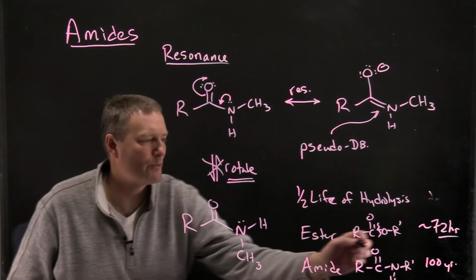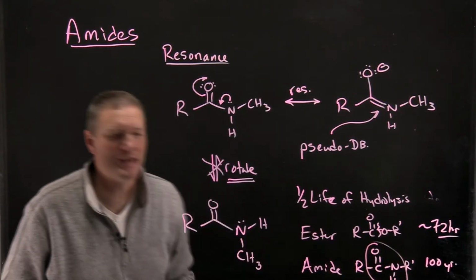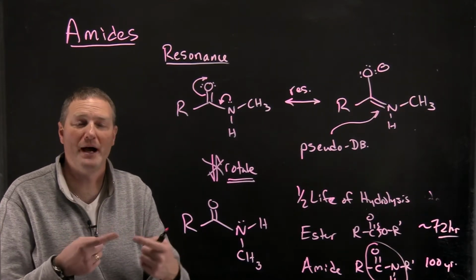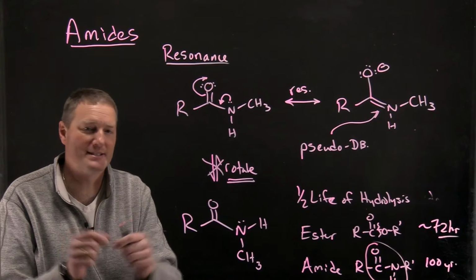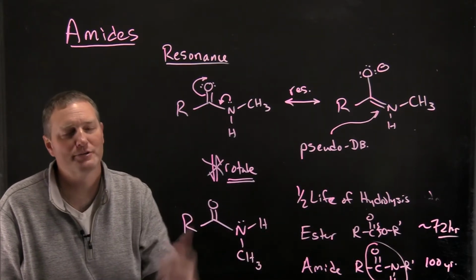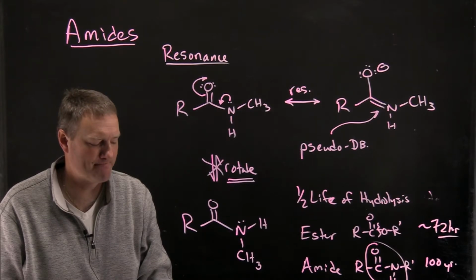This is also the reason why nature has chosen the amide bond as the glue, or the bond that's going to stick together our amino acids to make proteins. Our proteins contain these amides, which are much, much more stable than an ester would be.